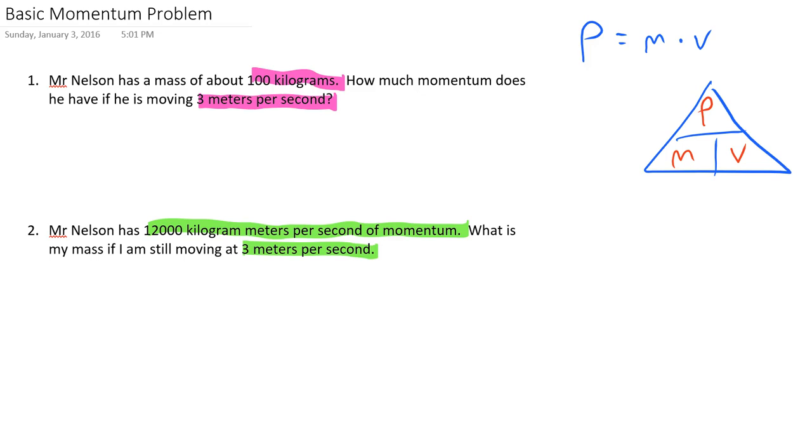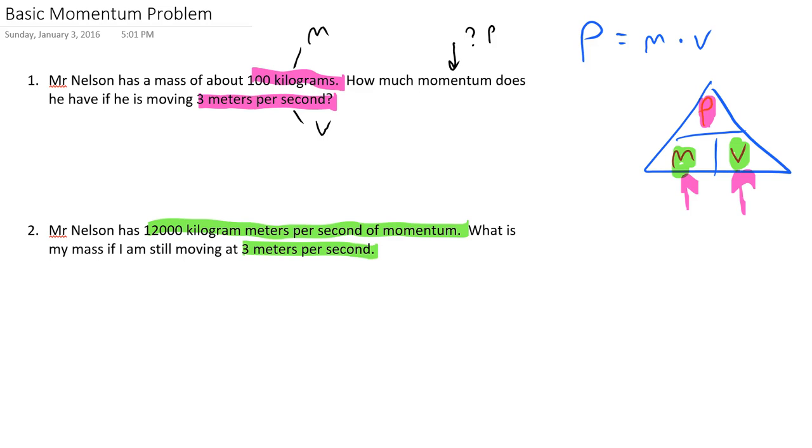So, 100 kilograms is our mass, 3 meters per second is our velocity, and we're trying to figure out how much momentum we have. So on this first one, we have our mass, we have our velocity, but we don't have our momentum. Since the mass and velocity are beside each other, we need to multiply. So we multiply these two.